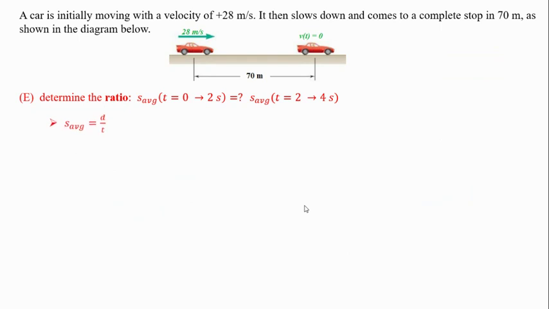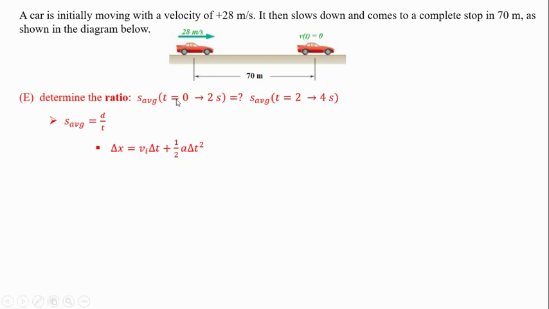Now, if you like, you can do this for part E. Part E asks us to find the average speed from 0 to 2, and it also asks us to compare the ratio from 2 to 4 seconds. Well, average speed is super easy to do. Average speed is simply distance divided by time. Here, to find distance, I want to use my displacement function.